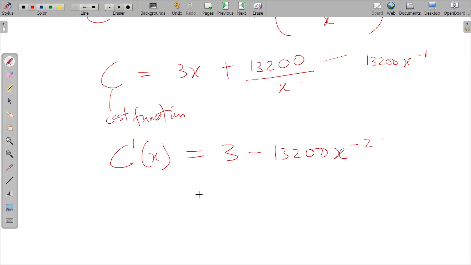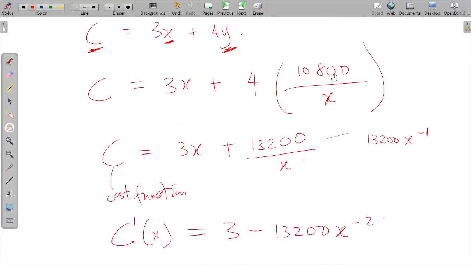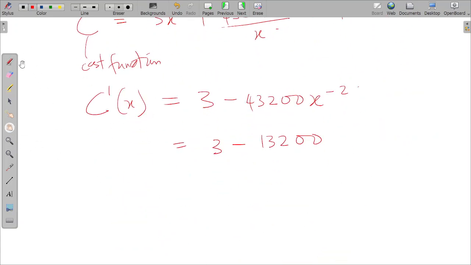So that will now be giving me 3 minus 132... oh no, not 132. This is supposed to be 43200, not 132. That's supposed to be 4. Okay, let's go. So now we have this also, 3 minus 43200 all over x squared. Okay, that is the derivative.